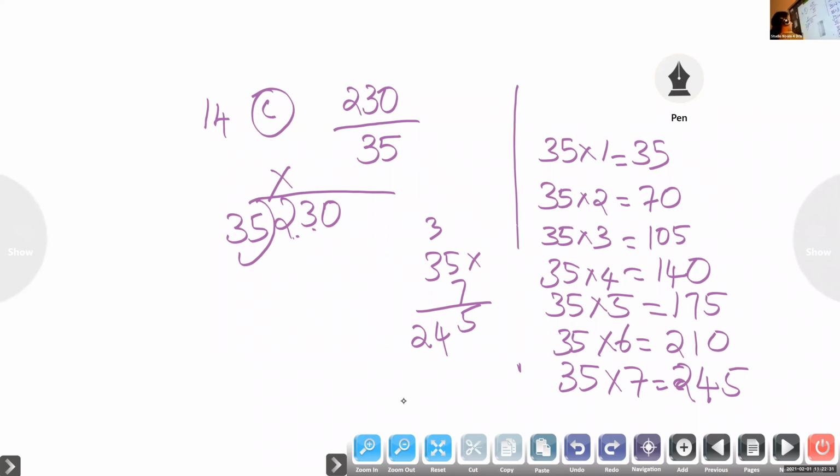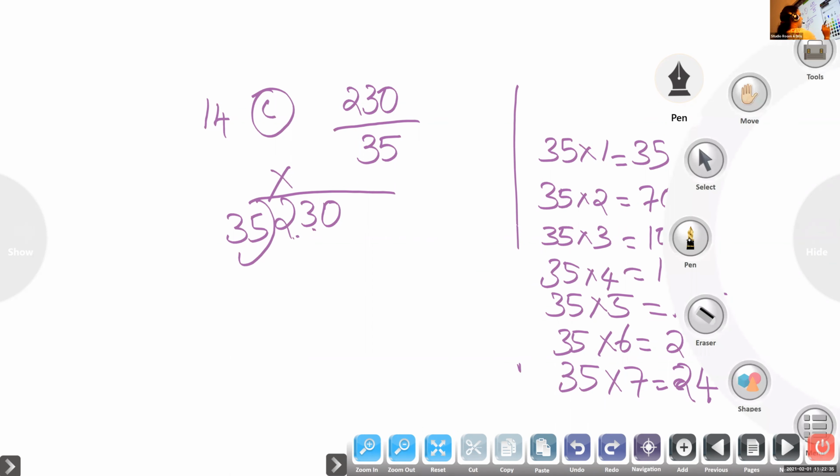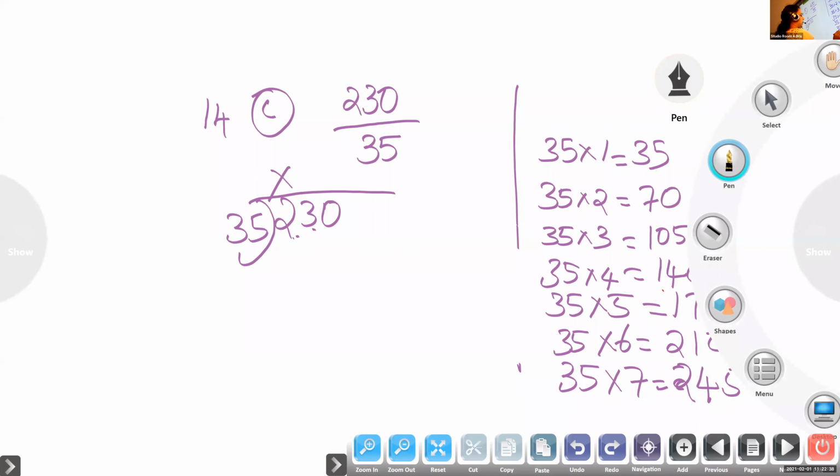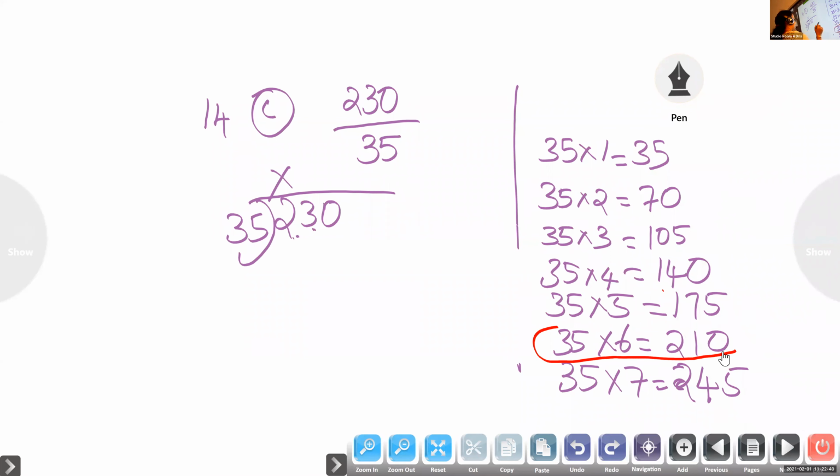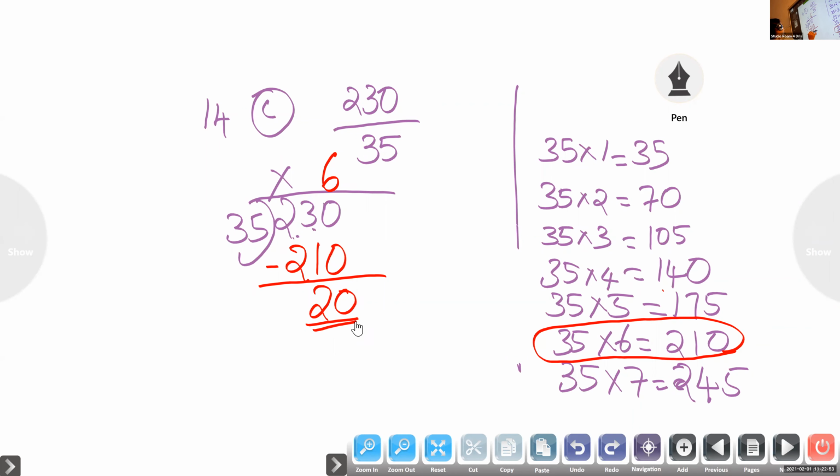Okay. So children, what can we take from here? We cannot take 245. We can take only 210. So that is 35 into 6, 210. So what's the remainder? 3 minus 1, 2. 20. 2 minus 2, 0. So this 20 is less than 35. So our division is over. 230 divided by 35.